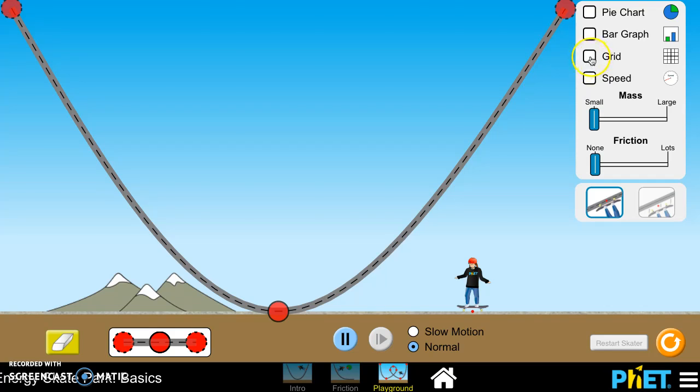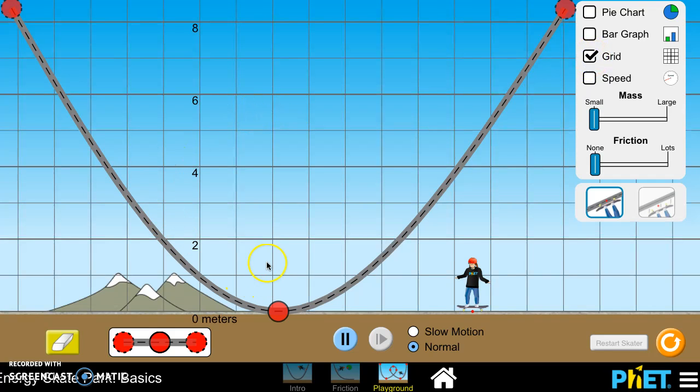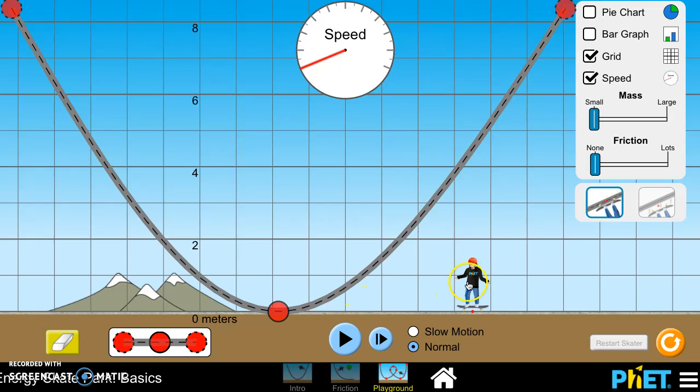I'm going to add a grid right here so I can see how high the guy is, and I'm going to include a speedometer, which will measure the speed of the skater. So to start, I'm going to put this on pause, and I'm going to take my skater, and I'm going to put him right here on 6 meters. You've got to be really careful that that red dot right there is exactly at 6 meters high. And then the speed, of course, right now is 0.